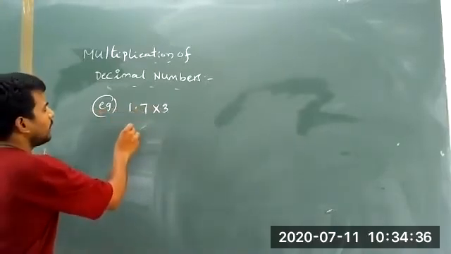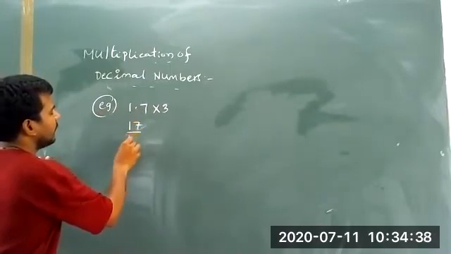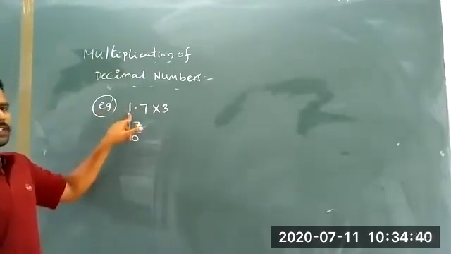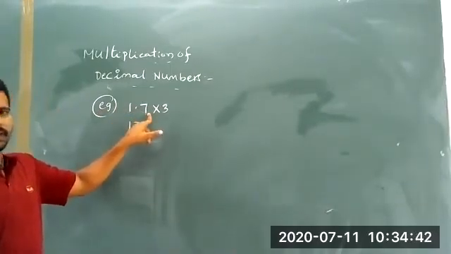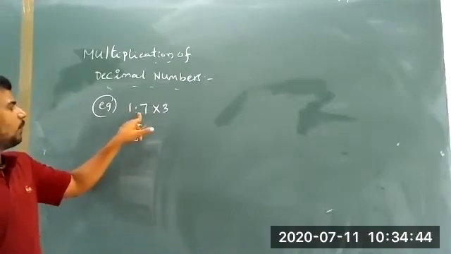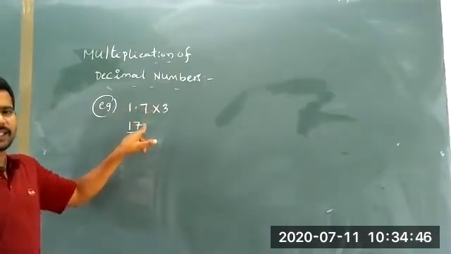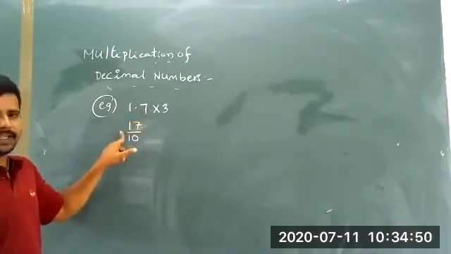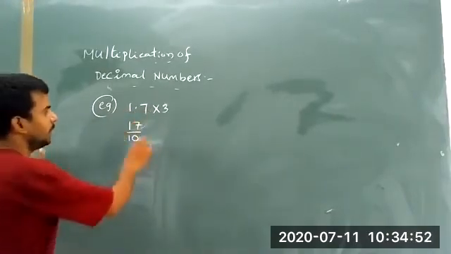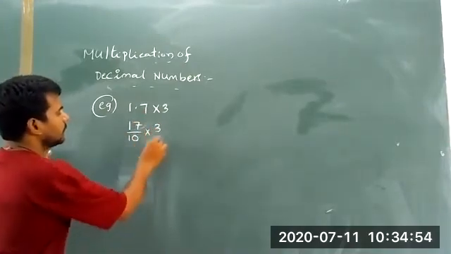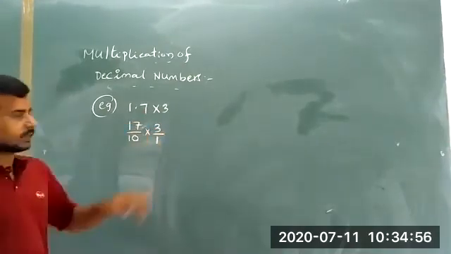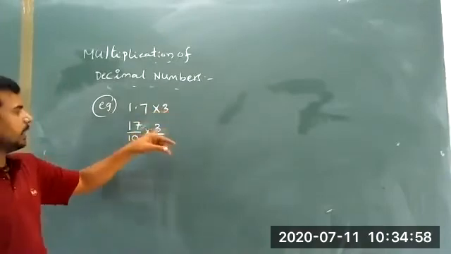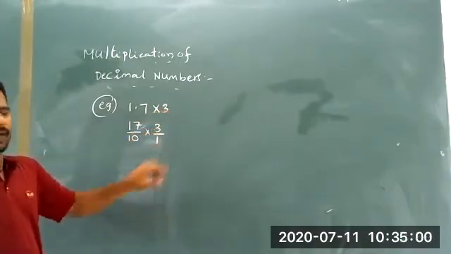So 1.7 is 17 by 10. Why? Because of the ones place and the tenths place. So 1.7 in fraction is 17 by 10, into 3. The whole number 3 in fraction is 3 by 1.